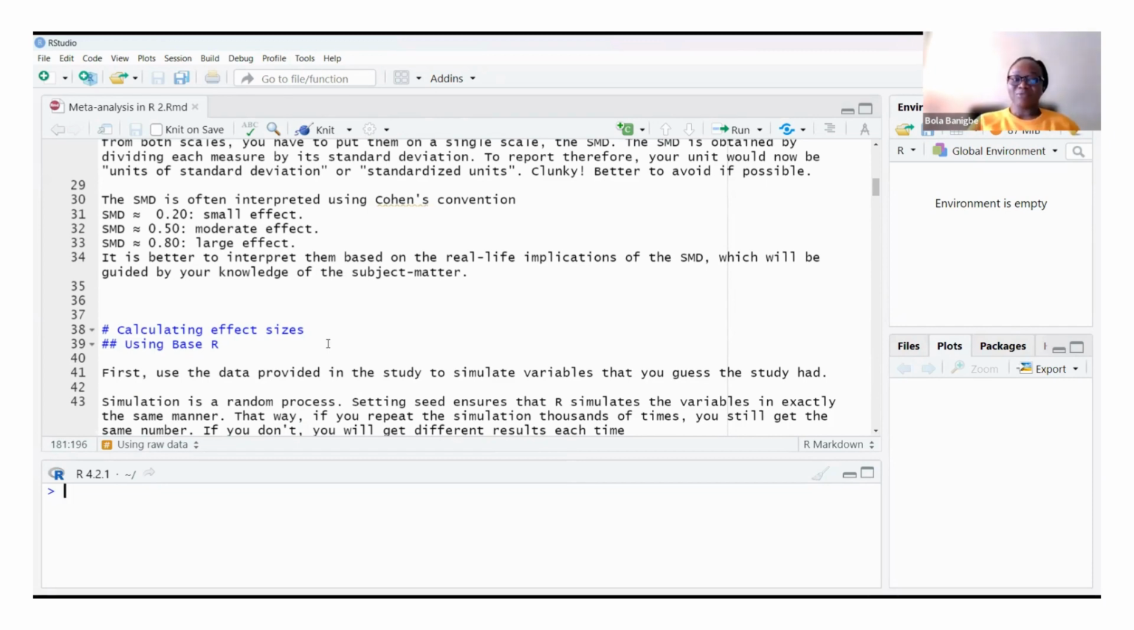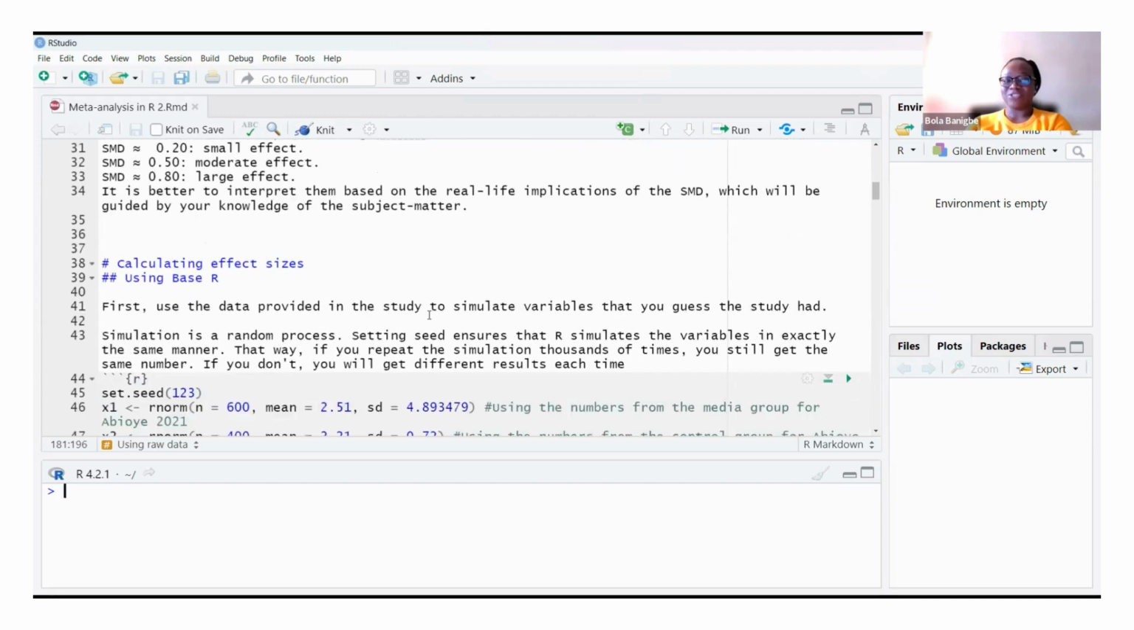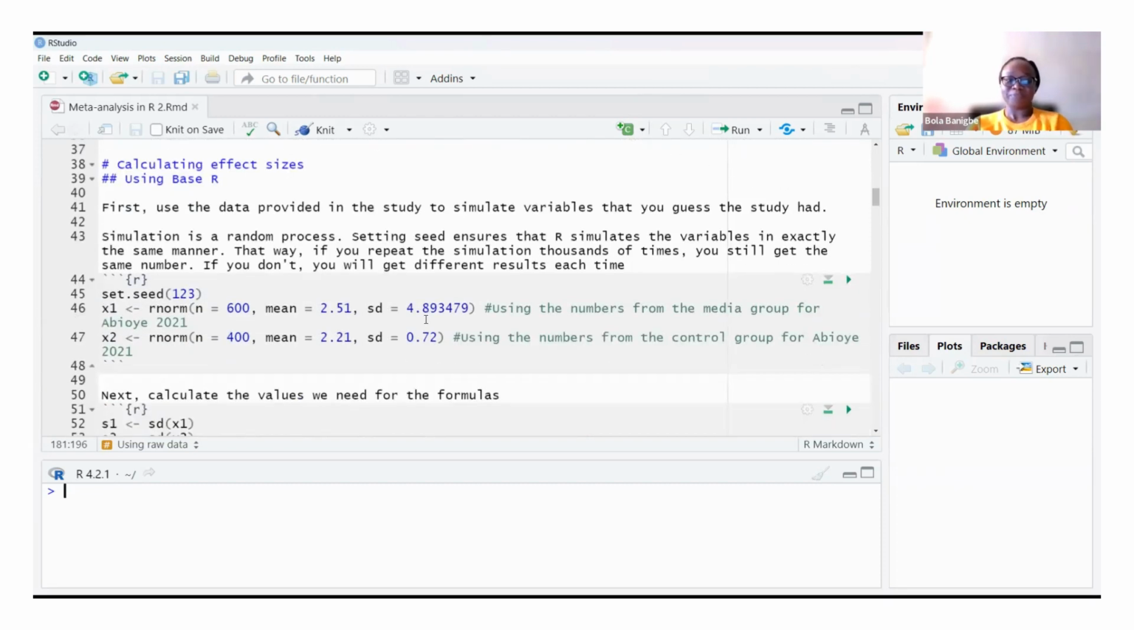Okay, so now that we've talked about standardized mean difference and weighted mean difference, is there any question before we move on? If you have a question, just raise your hand or unmute yourself. I'll take it that there are no questions at this point, so we'll move forward.